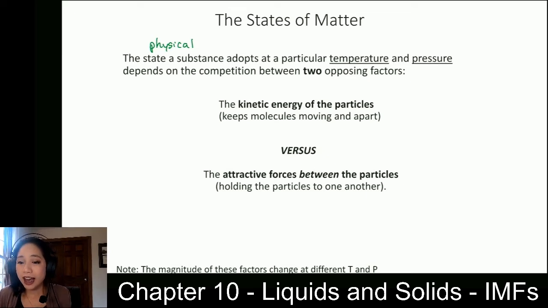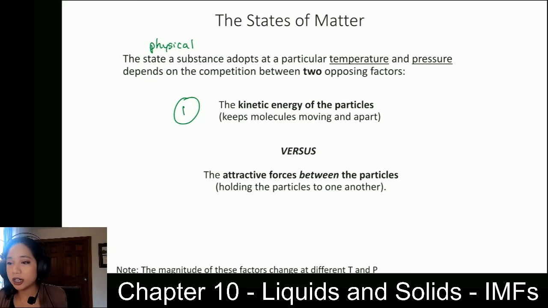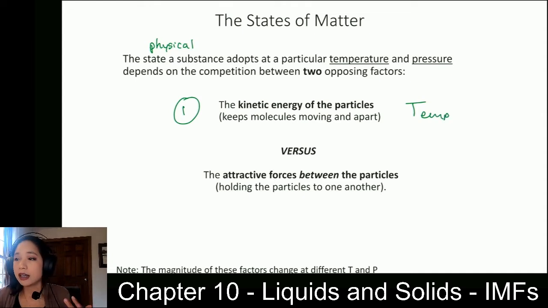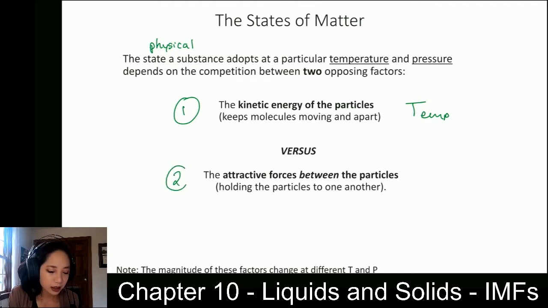That observation that we make is dependent on two different things. It depends on the kinetic energy of your sample. That kinetic energy is dictated by whatever temperature your sample is at. The temperature essentially is a measure of the average kinetic energy of your sample, so that's how much energy your sample has. That's one of the factors that dictates the physical state of a sample. The second factor is the attractive forces between particles.